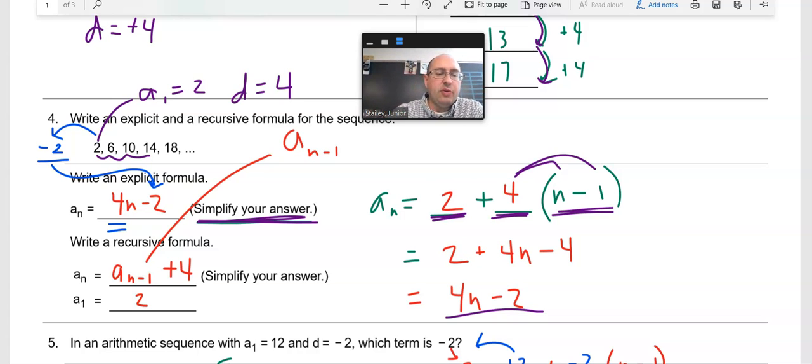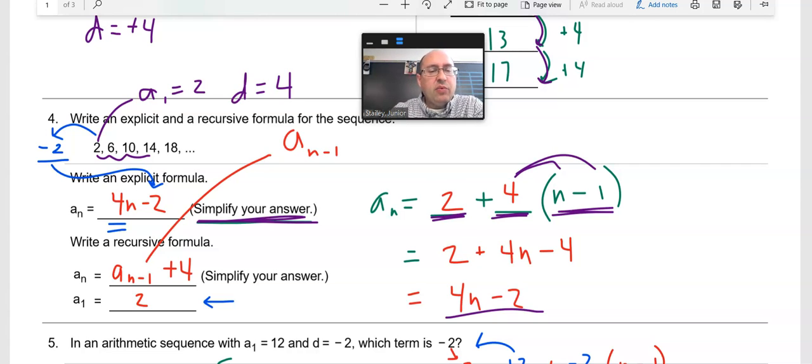Anyway, on to the second one, the recursive formula. Now, don't ask me why they write this backwards. I don't get it. Why do you tell me where to start second? Why don't you tell me where we're starting on the very first part, right? The first term is 2.